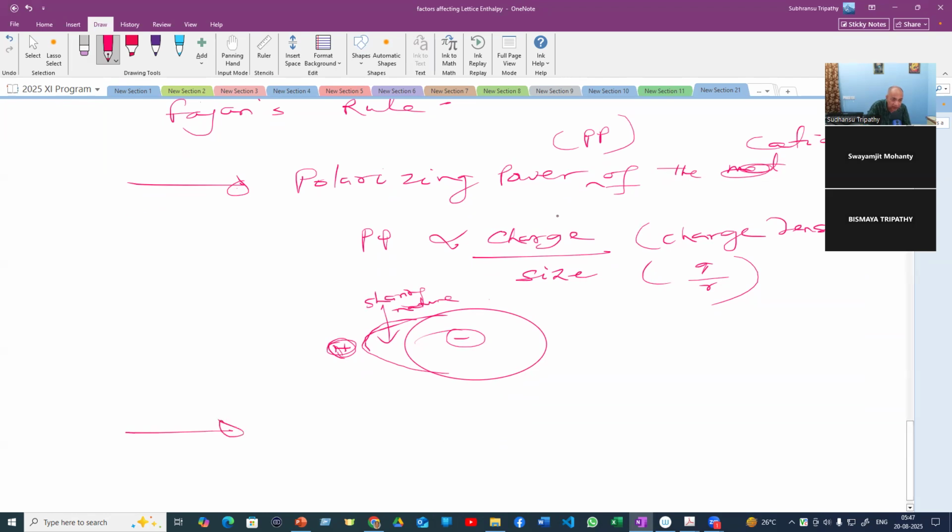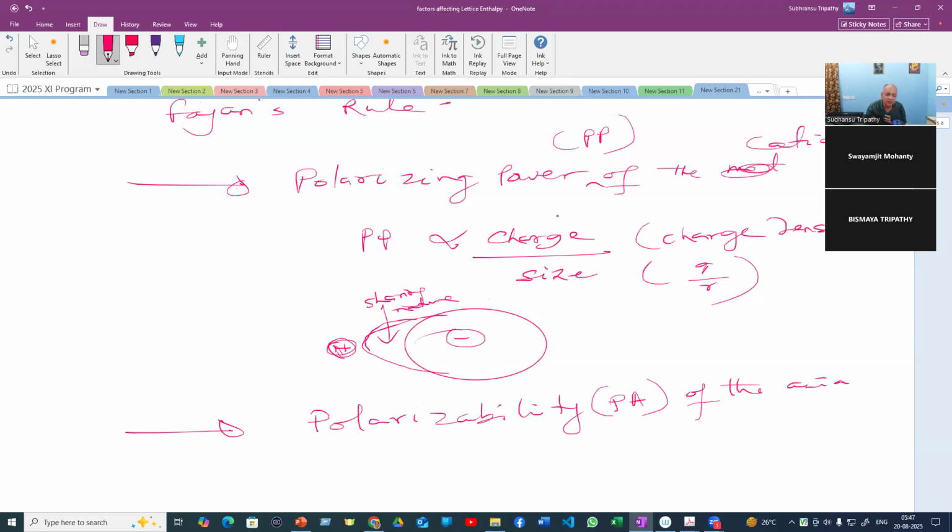And the other one is the polarizability of the anion. Polarizability, this is one word. I just say PA to distinguish between polarizing power and polarizability of the anion. If the anion is polarizable, it is prone to deformation, is prone to distortion.